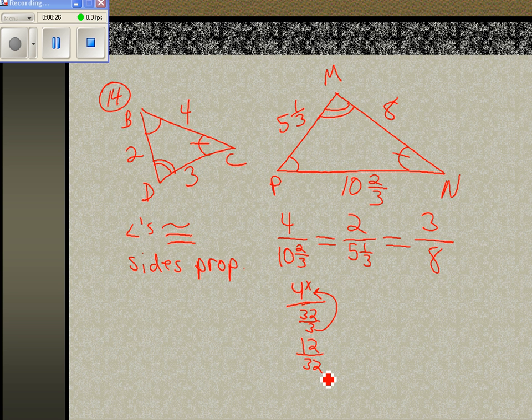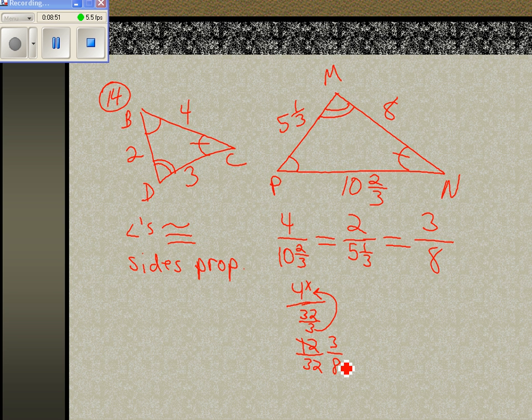What'll go into about 12 and 32? 2, anything bigger? How about 4? 4 will go into 12 how many times? 4 will go into 32 how many times? Is that the same as what we have over here? So far we're all right.